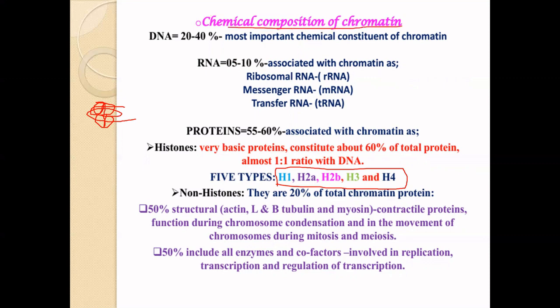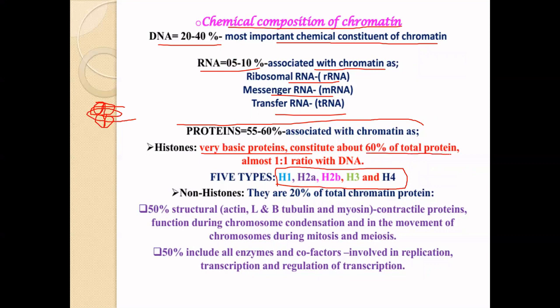The chemical composition of chromatin is DNA, 20 to 40%, which is the most important constituent of the chromatin. RNA is associated with the chromatin as ribosomal RNA, mRNA, or tRNA, and the rest is protein, composed of 55 to 60% of the chromatin. Histone is a very basic protein, constituting about 60% of the total protein, almost a 1:1 ratio with the DNA. There is also about 20% non-histone protein.